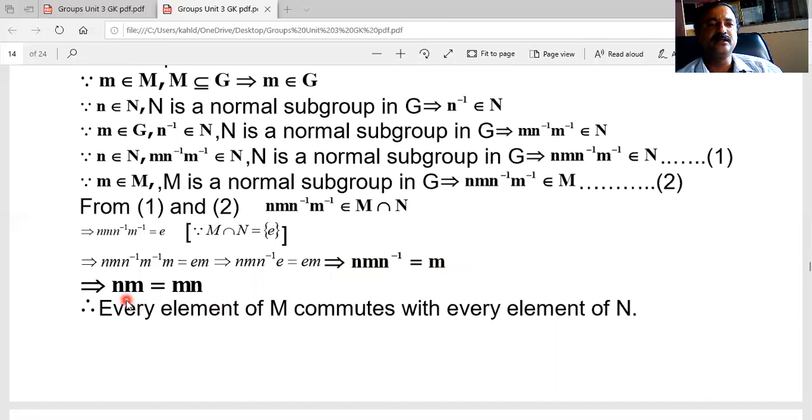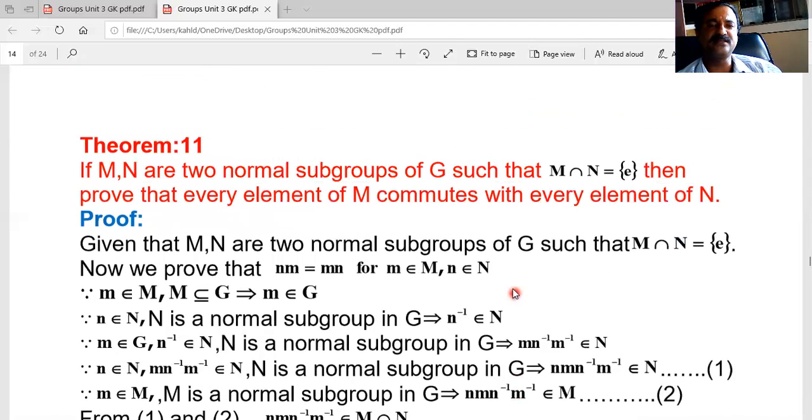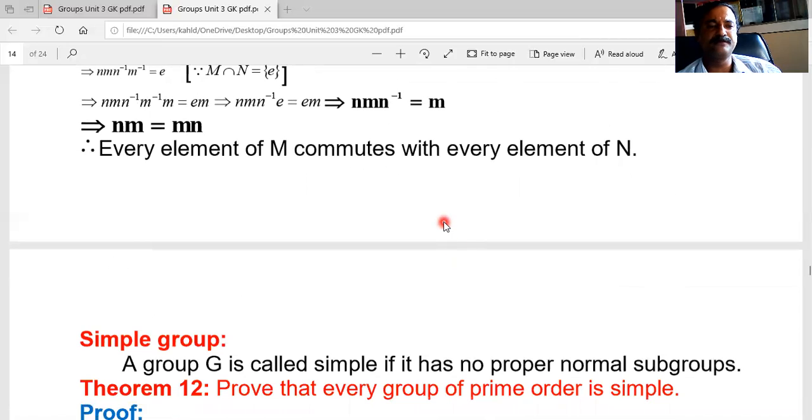That means small n belongs to capital N, small m belongs to capital M, and each element of N and each element of M have the commutative law. This is called the abelian law. That means every element of M commutes with every element of N. Thus the theorem was proved. That is theorem number 11, proof was over.